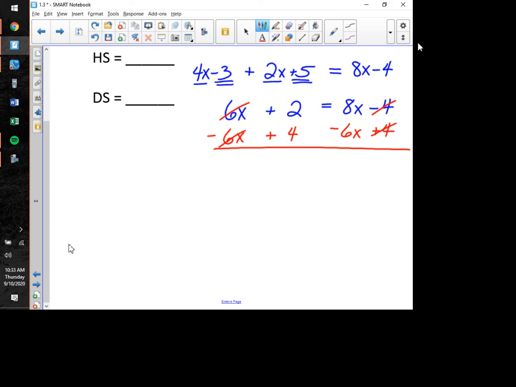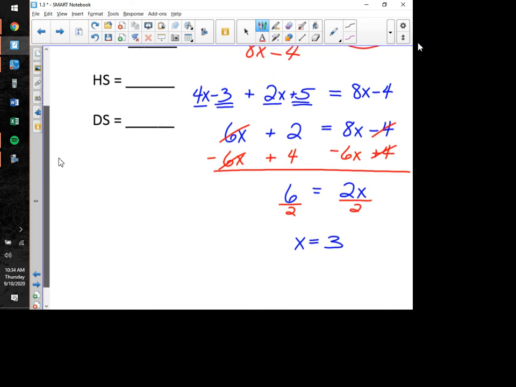The 2 plus 4 is going to be a 6 here on the left. 8x minus 6x is going to be a 2x on the right, and now we simply need to divide both sides by 2, and we'll get x equals 3 for our solution.